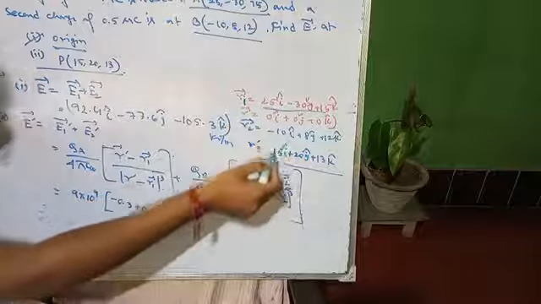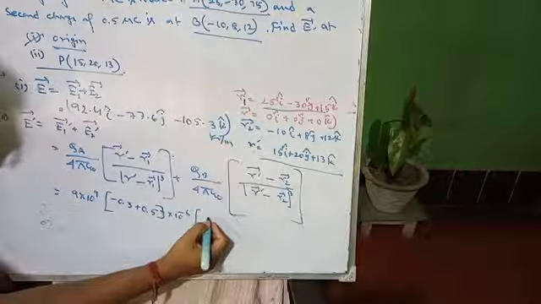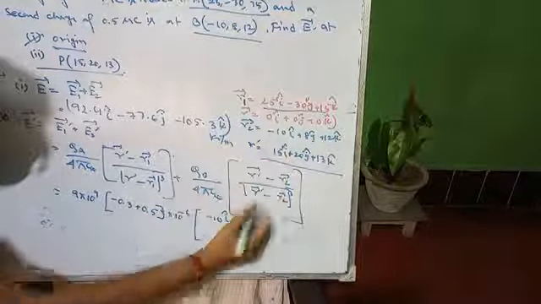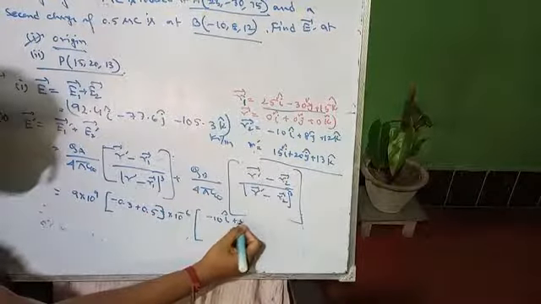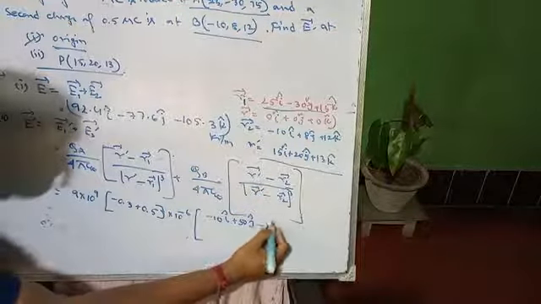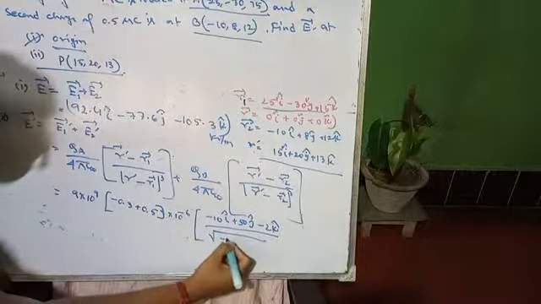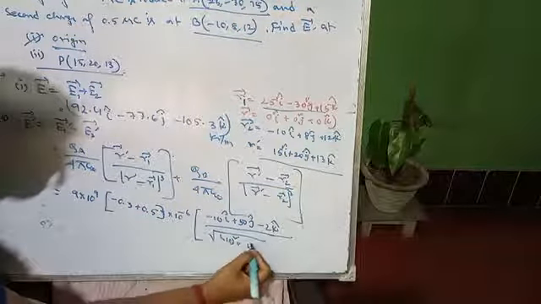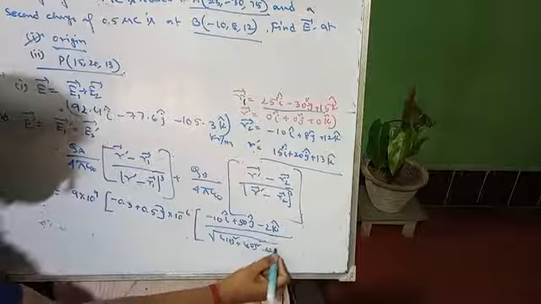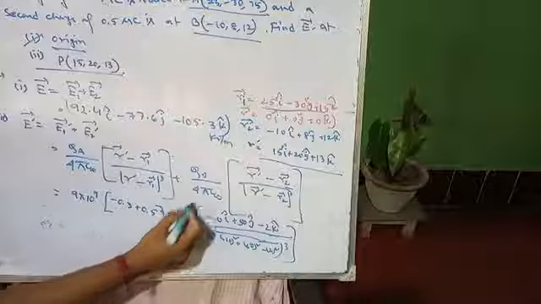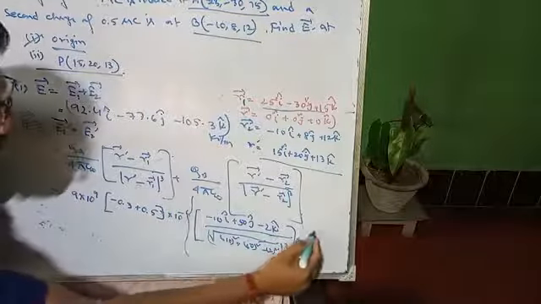So by subtracting, we get, first, minus 10 i cap, then minus of minus, that will be 50 j cap, and 13 minus 15, that is minus 2 k cap, right? Divided by root over of minus 10 square plus 50 square plus minus 2 square, whole cube. This one is for the first case.